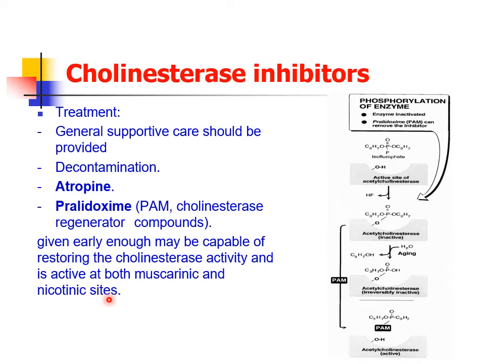specific antagonists for cholinesterase inhibitors are atropine and pralidoxime. Atropine will block the action of acetylcholine on the muscarinic receptors only. Pralidoxime will regenerate the enzyme. The enzyme will inactivate acetylcholine, so it restores the cholinesterase activity, active at both muscarinic and nicotinic sites.